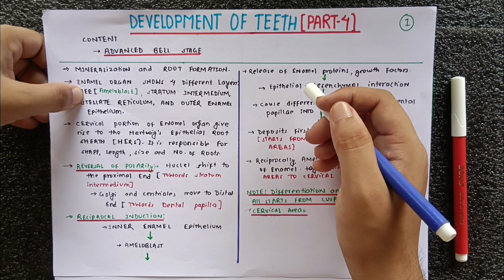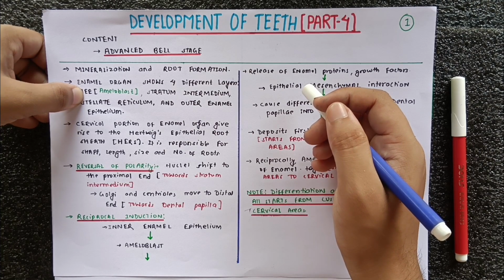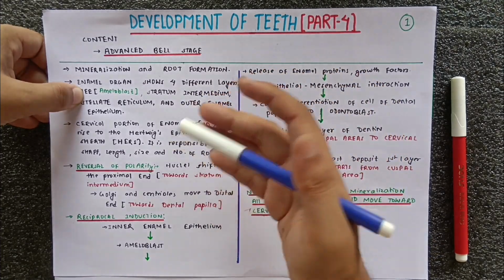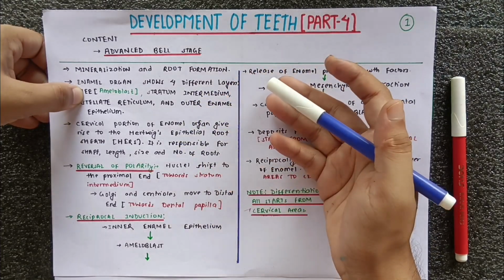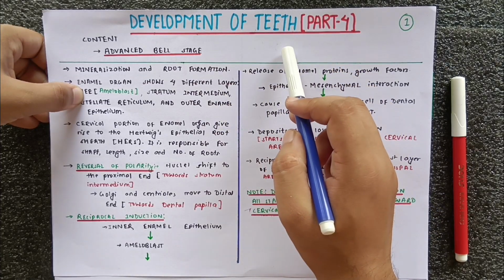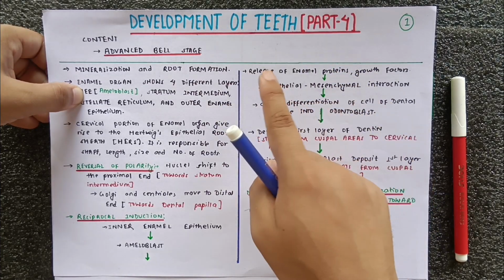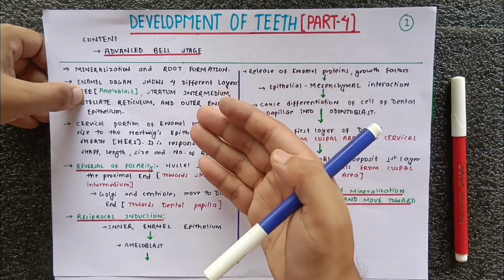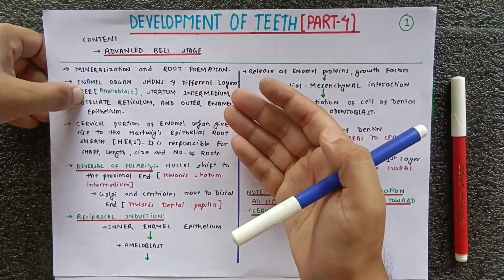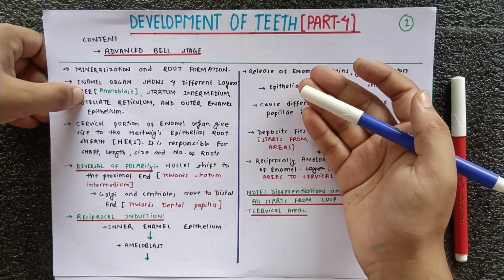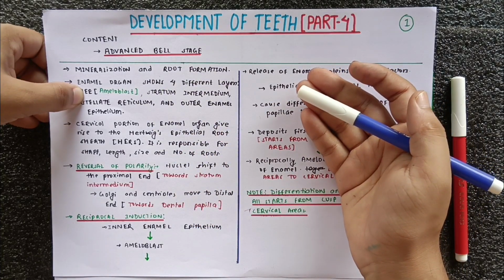So this is part 4 of the development of the teeth, and in this video we will be particularly discussing the advanced bell stage. In the previous video we discussed the early bell stage. We covered the overview of the development of the teeth in the first video, the bud stage and cap stage in the second video, and the early bell stage in the third video. In this video we are covering the advanced bell stage, and in the upcoming video we will cover the physiological stages of the development of the tooth.